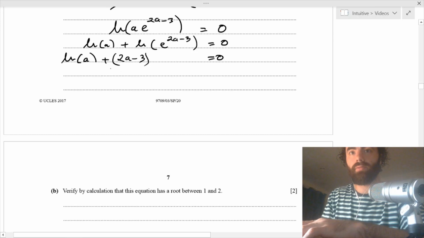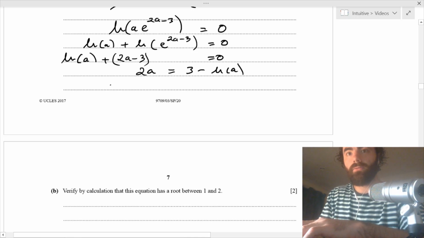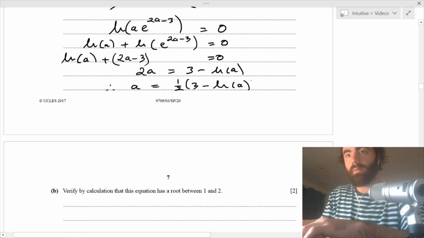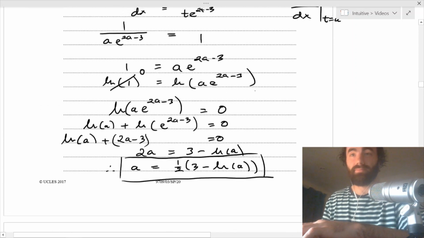So now let's rearrange this. I get 2a equals 3 minus ln of a. And so therefore, we get our final answer of a equals a half of 3 minus ln of a, which is what they wanted. And that's what we gave them.